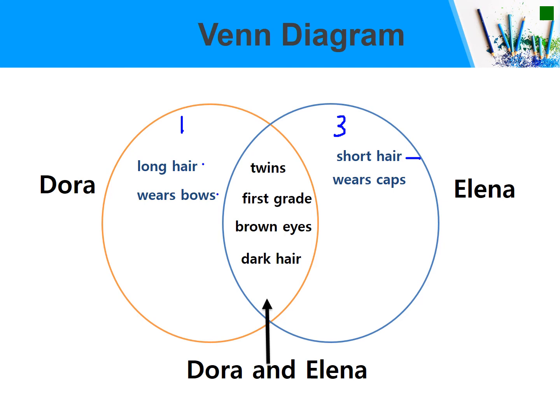Elena wears caps. Okay, so the first part is for the first person and the second part is for both, and the third part is for the third person. Third person or third thing can be anything.